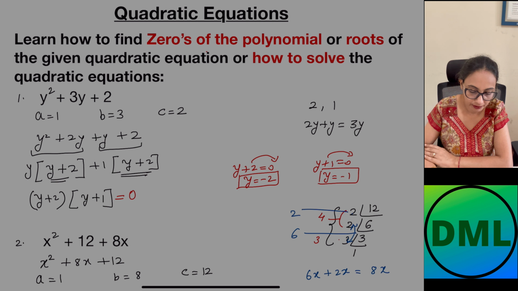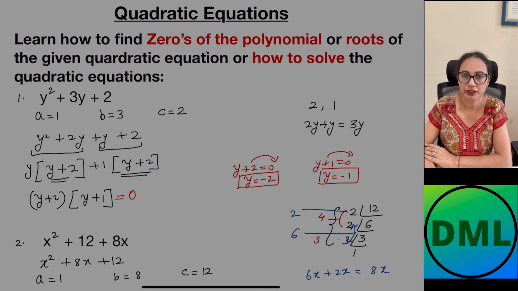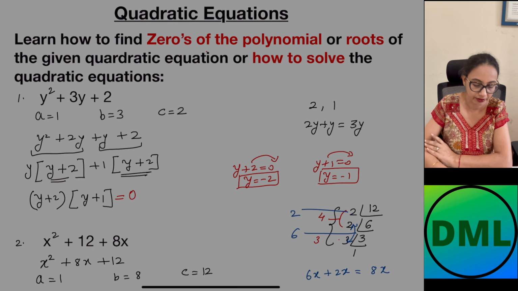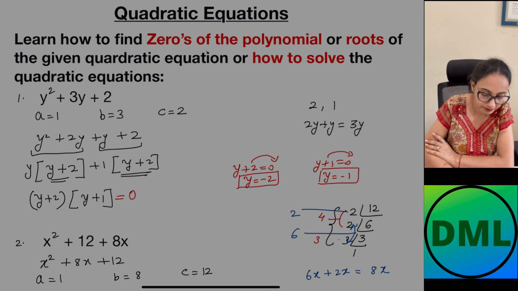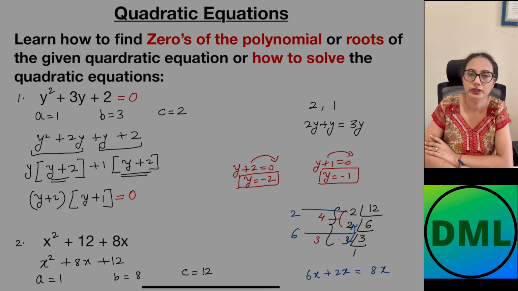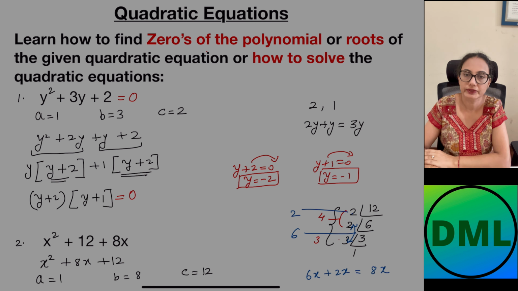If we have to find out the roots of the quadratic equation, that means the question will be given to you as y square plus 3y plus 2 is equal to 0. You need to solve that. That means you need to factorize this first, which we have done here, and then equate to 0, and the same way you can find out the roots. y is equal to minus 2 and y is equal to minus 1 are the roots of this equation. Or if they say solve the quadratic equation, that means you need to find the answers as y is equal to minus 2 and y is equal to minus 1.